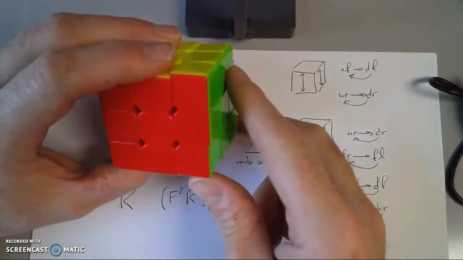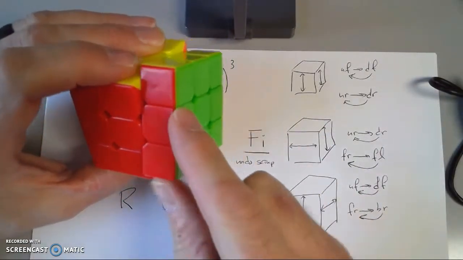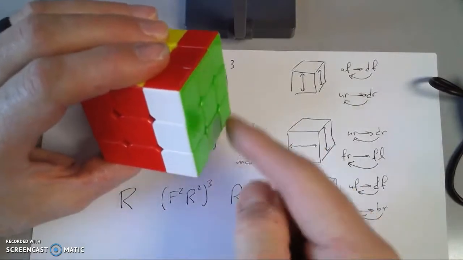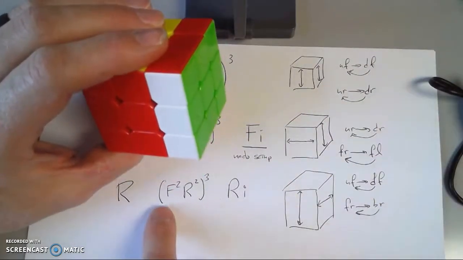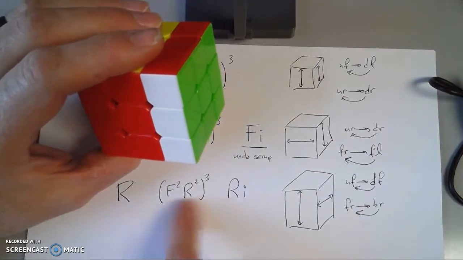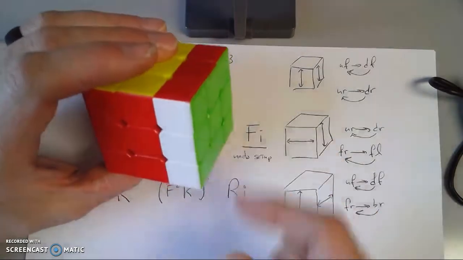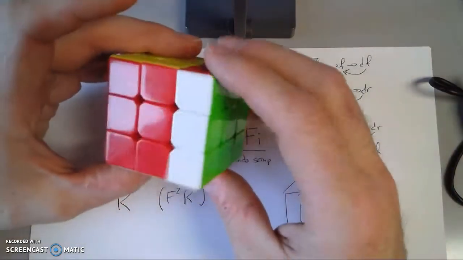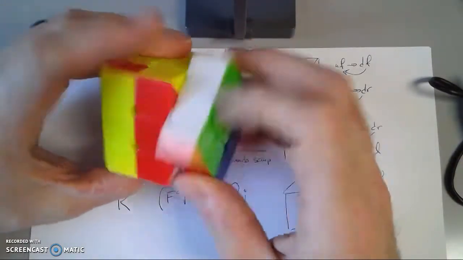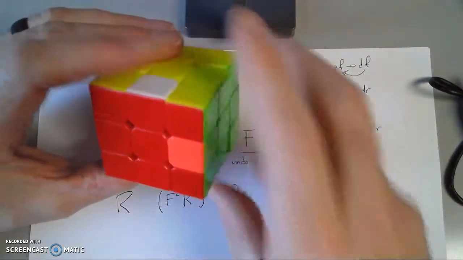As I do an R, these 2 pieces that I want to swap, I'm putting in place. They're going to get swapped when I do this permutation. This permutation affects locations, not particular pieces. It's whatever pieces we place in those locations. Let's try it. F squared, R squared, F squared, R squared, F squared, R squared, Ri.